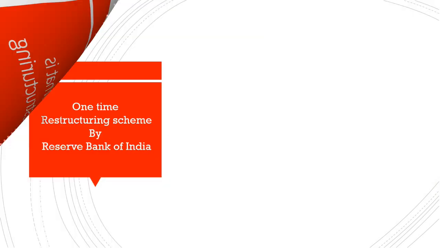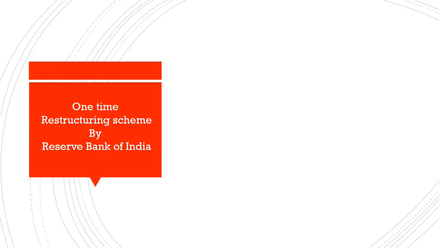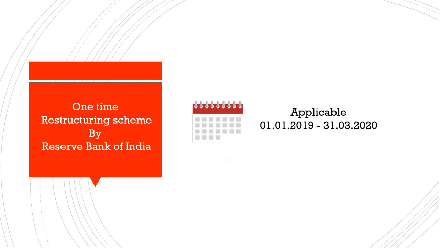Our RBI in recent time came up with this coolest scheme. Let us see what are the highlights of that scheme. Restructured MSME accounts need not be downgraded to NPA under this scheme. Those who have ventured into restructuring know how different it was earlier. The scheme is applicable from 1st January 2019 to 31st March 2020.